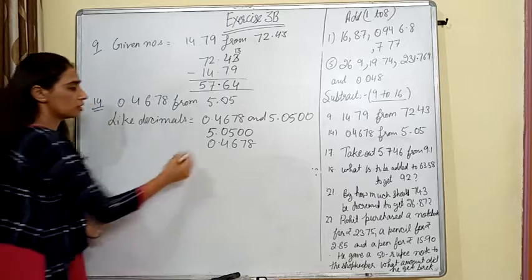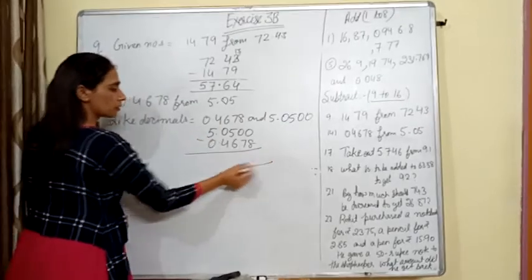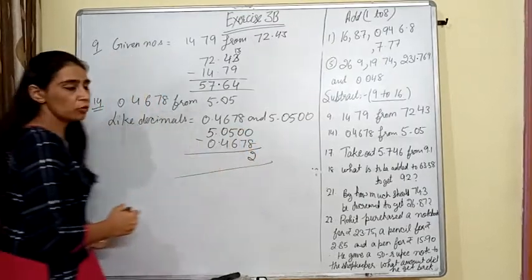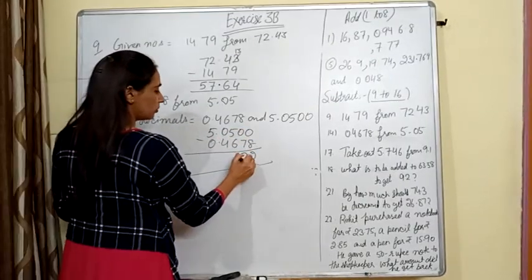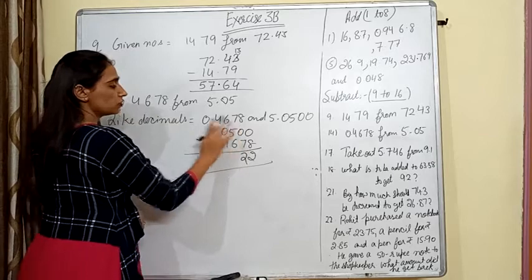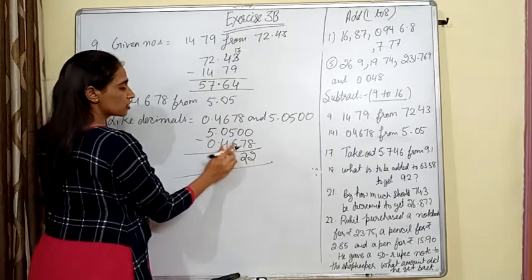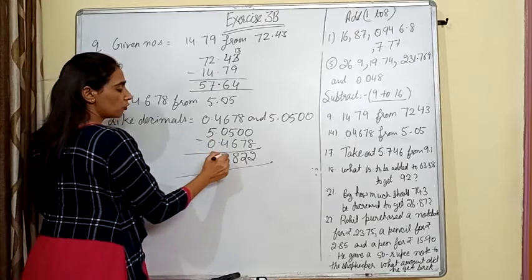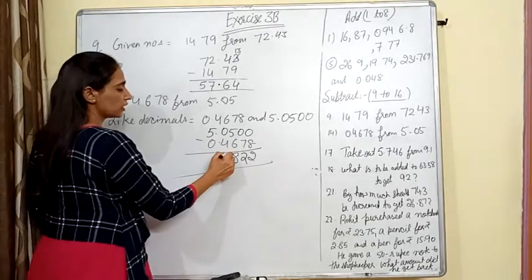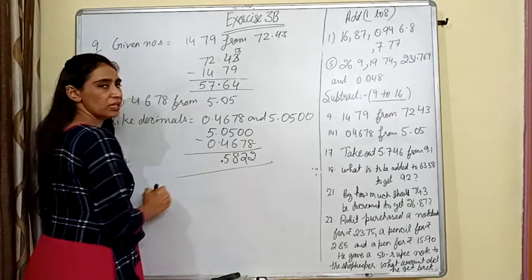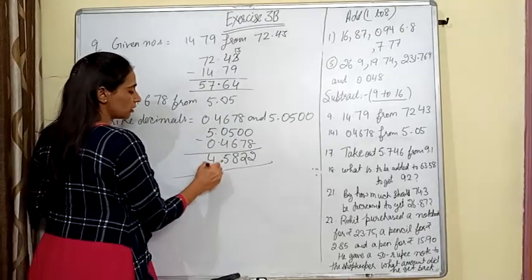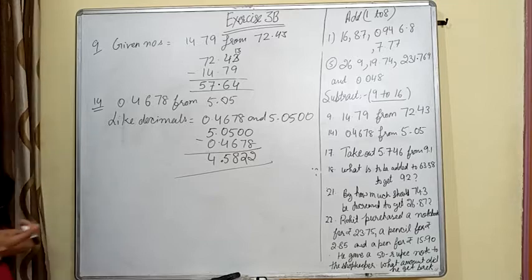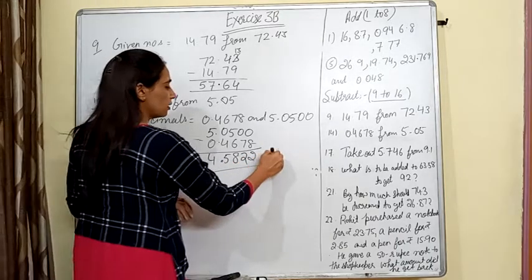Okay. So now from 10, 8 will go. It will be 2. Now this is 9. Here will be 2. Here it will be 4. From 14, 6 will go. You will get 8. Here will be 9. From 9, 4 will go, and you will get 5. Decimal point as it is. 4 is left here, so it will be 4.5822. This is our answer.